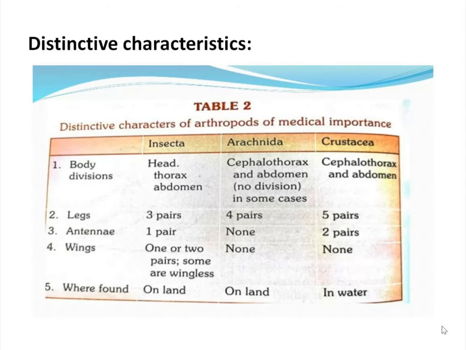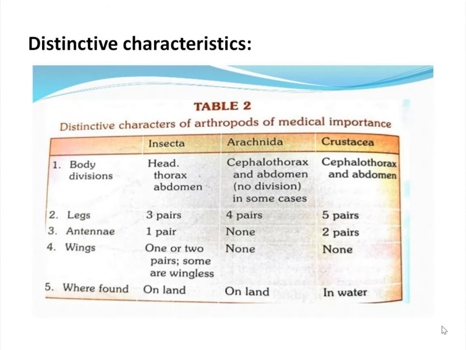Okay. Next, coming to wings. For Insecta, the wings can be one or two pairs. Some are wingless also. An example of a wingless insect under Insecta is the head louse. So the head louse is a wingless animal. Next is Arachnida, like mites or ticks. It doesn't contain any wings, so it cannot fly. Next, Crustacea, like Cyclops, also doesn't have wings.